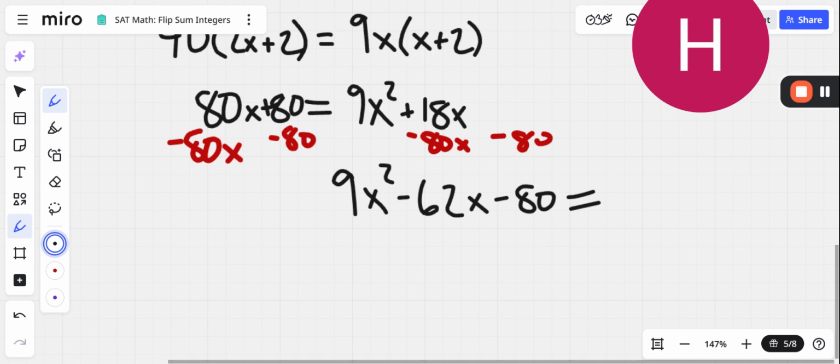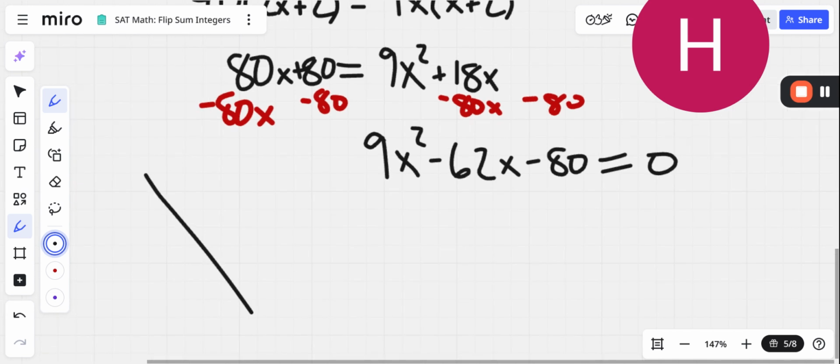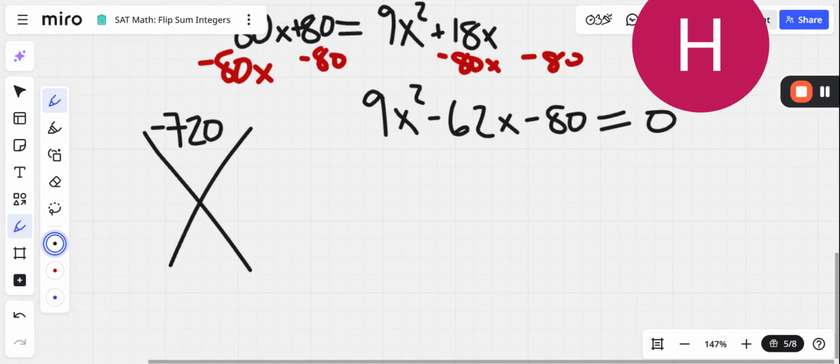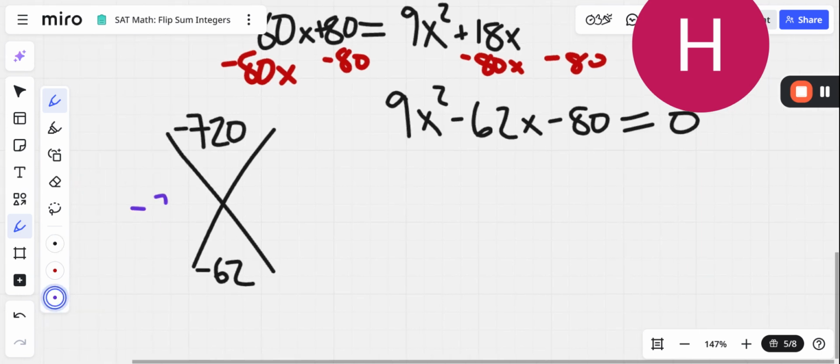If you're considering this, factoring is a good way to consider it. I know the numbers are large, but just bear with me here. 9 times negative 80 is negative 720. So we need two numbers which multiply to negative 720, and they have to add up to negative 62. And hopefully you can think of the most obvious way to do this, other than multiplying by 1, is to multiply by 10. So this is precisely negative 72 and positive 10.